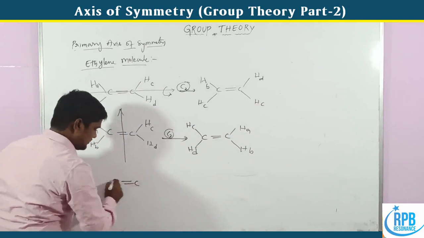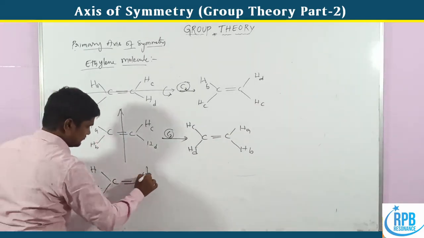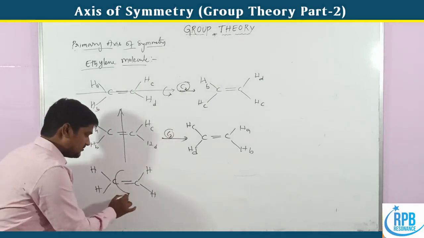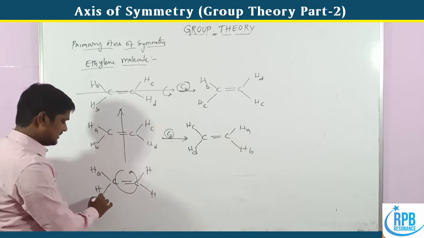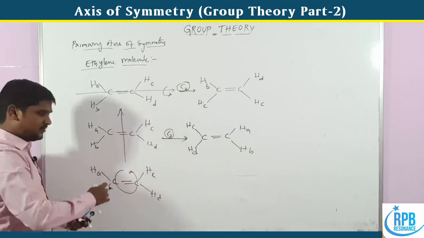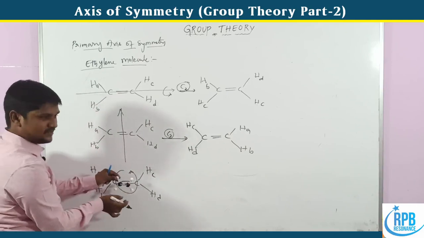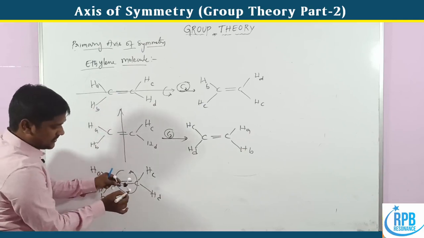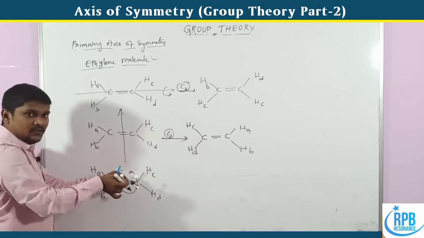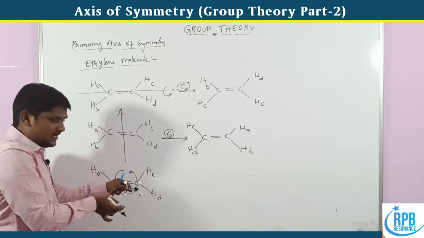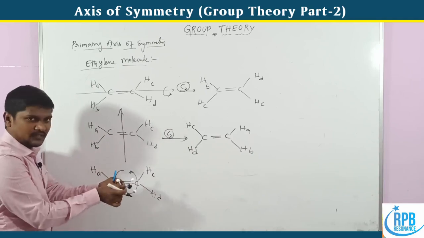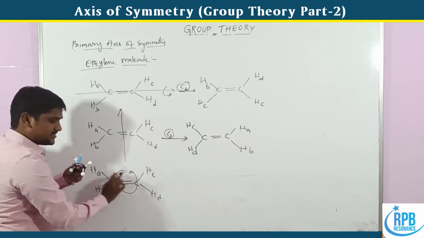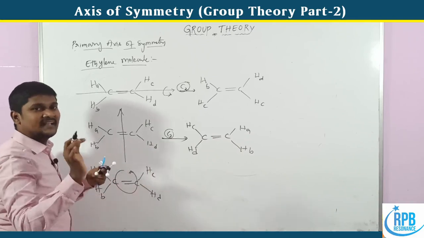Now finally, there is another C2 axis of symmetry, like this. Here we have HA, HB, HC, HD. Can you imagine, can you fix it? Can you perform this kind of C2 axis of symmetry, where these atoms shift over here? HA shifts over there and HC shifts over here, HA over here, HB over there. That is exactly 180 degrees.